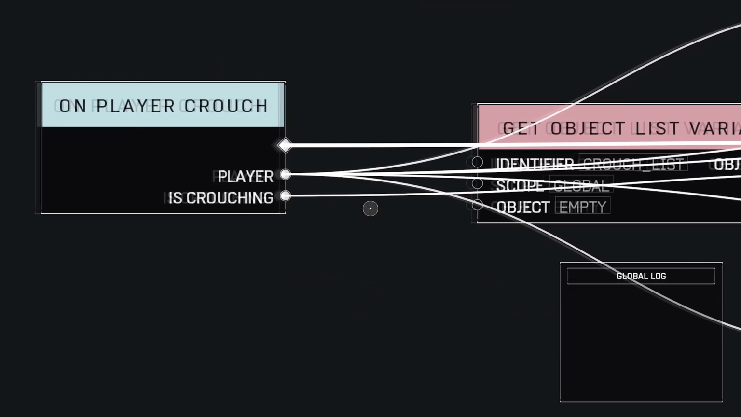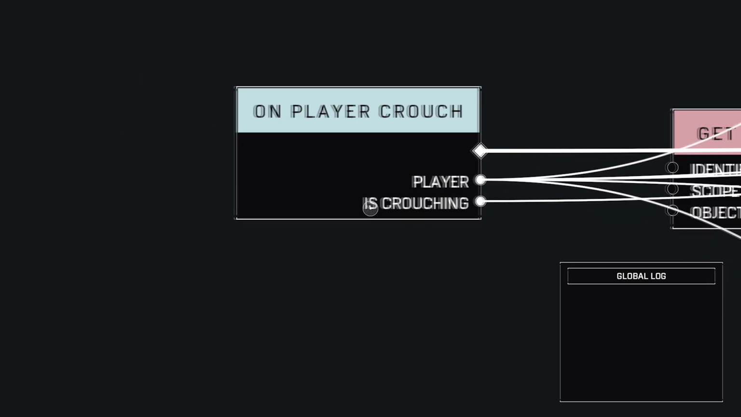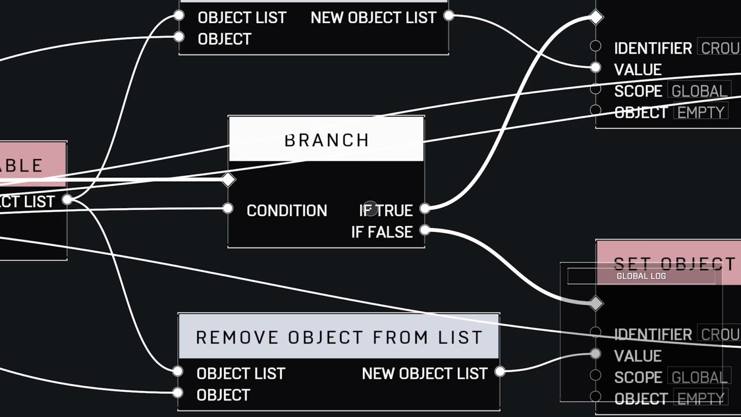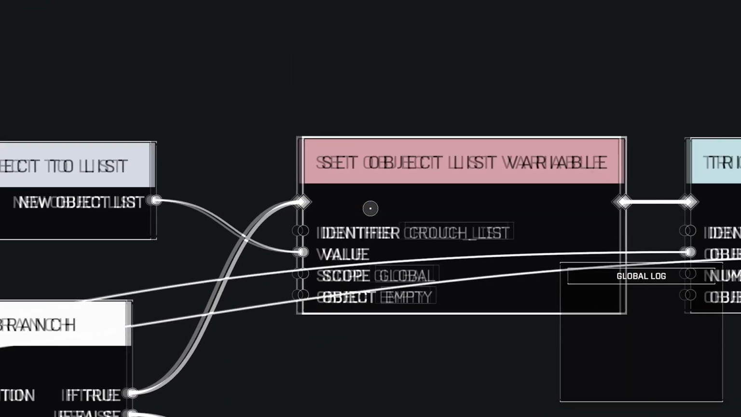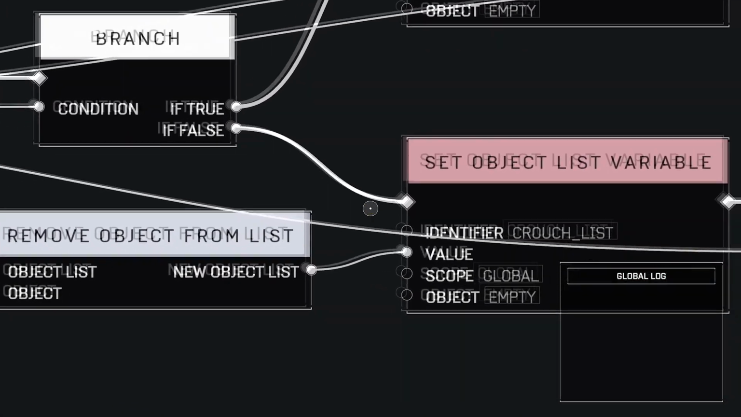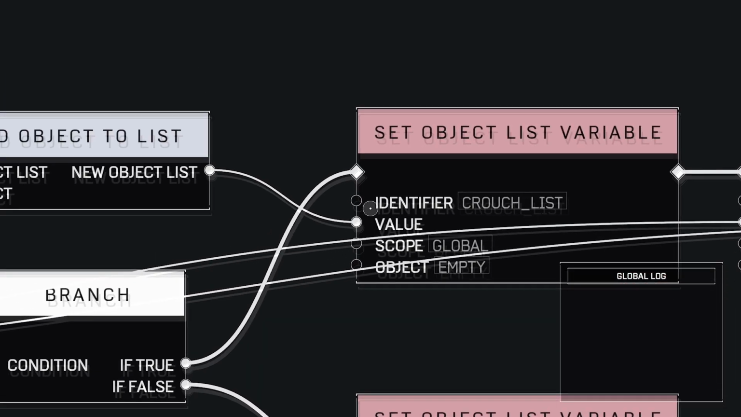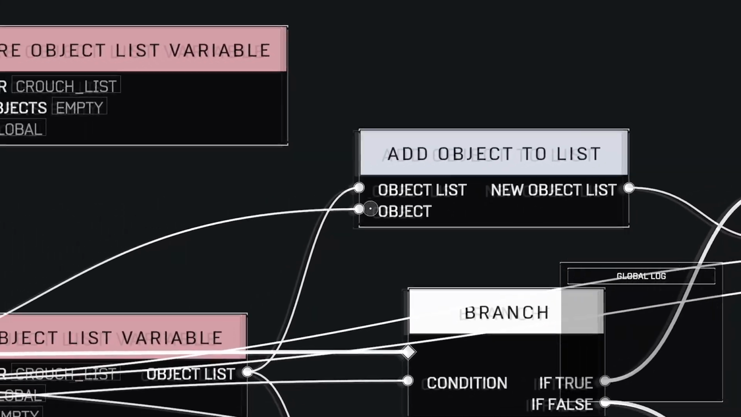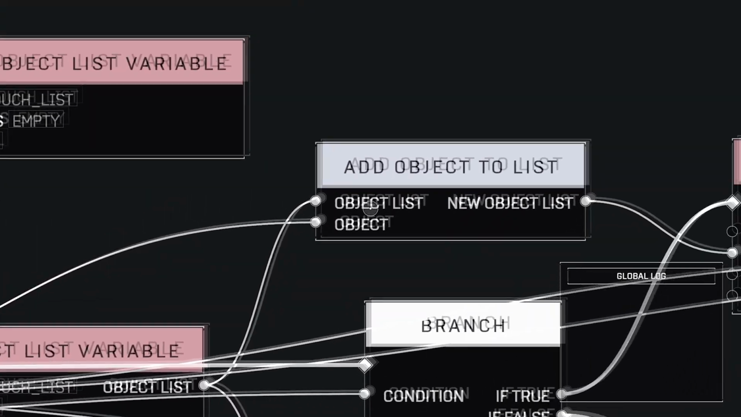We'll just follow this line and see that connects to is crouching. So it's checking if this player is crouching, and if that is true, that'll bring us up to here, and if it's false, that'll bring us down to here. But let's start up here at the set object list variable. And like I said, it can help by moving from left to right, so we'll go ahead and do that here.